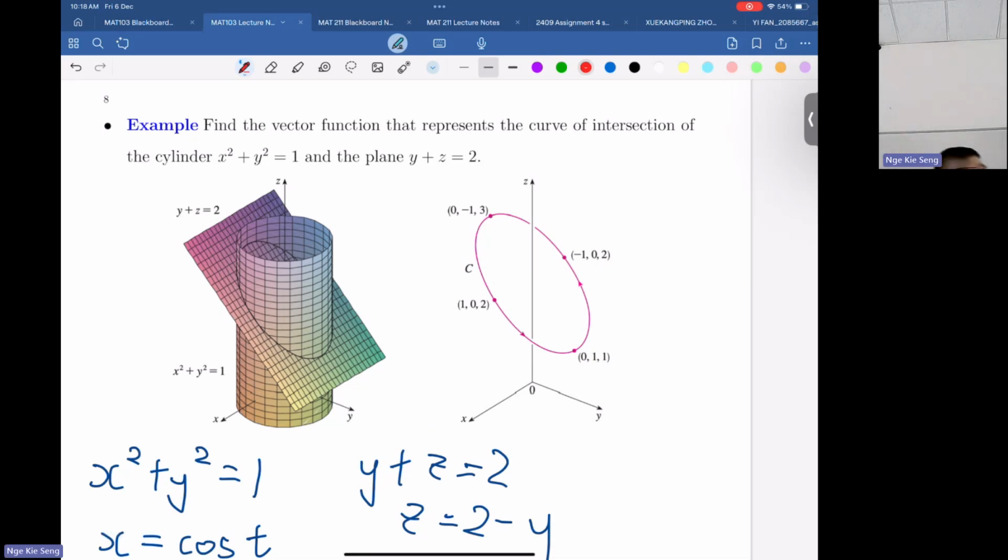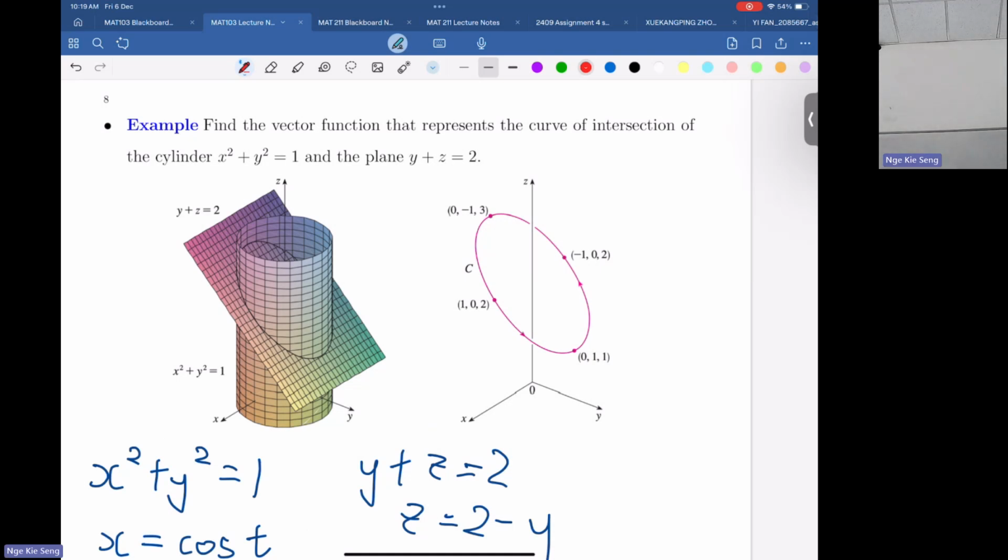Okay, next, try and find a vector function that represents the curve of intersection of the cylinder and the plane. So you get this cylinder and plane here. If you get this intersection, you will draw an ellipse. This is the frisbee thing I wanted to discuss with you last time. If you take a cylinder and a plane, you will intersect out an ellipse.